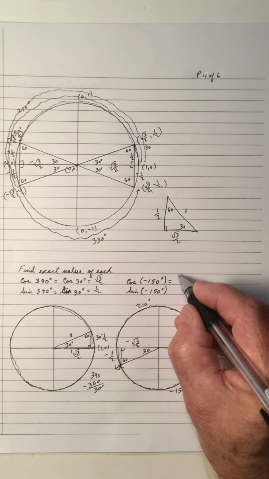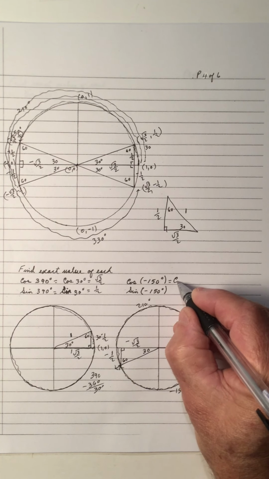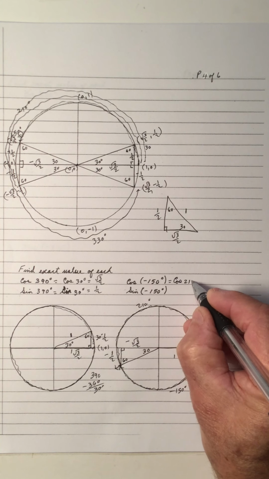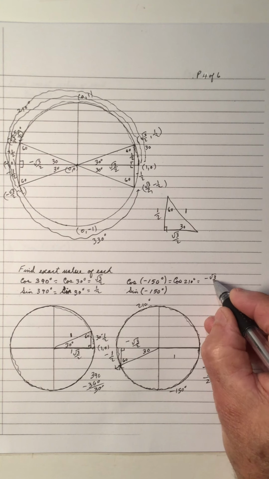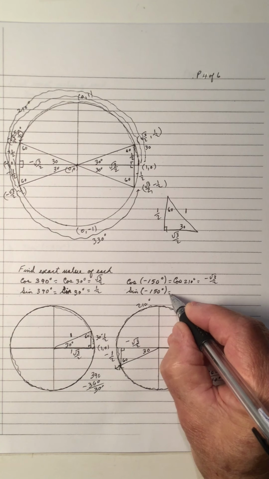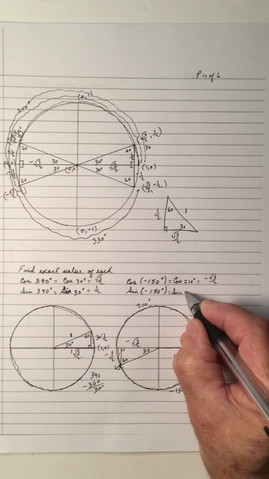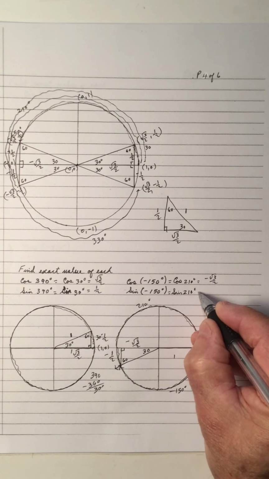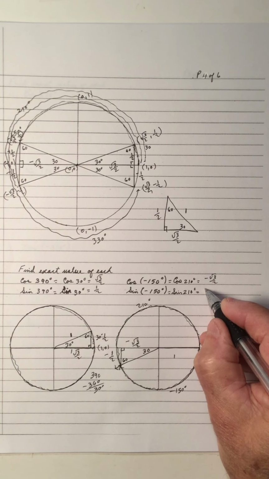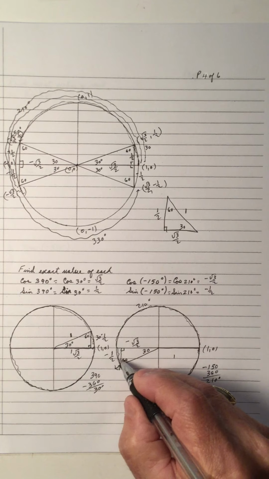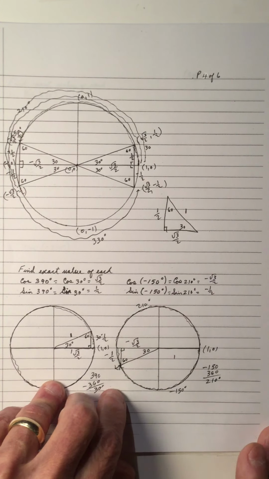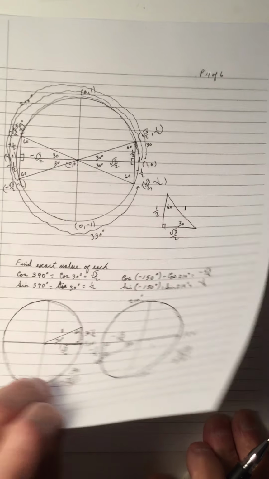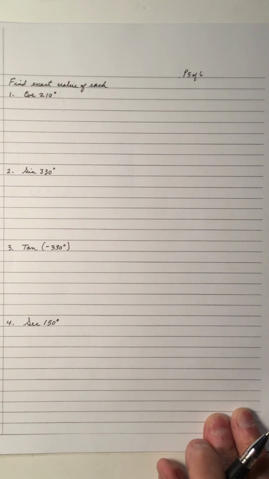So the cos of negative 150 is the same as the cos of 210, which is the x, which is negative root 3 over 2. And the sine of negative 150 is the same as the sine of 210. And you get negative 1/2, because sine is the y value. Hopefully you begin to see. I always draw a diagram.